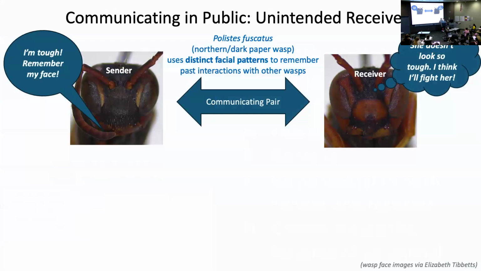So this gets back to one of the questions that was asked earlier. When you're communicating in public, there's not just senders and receivers, there's third parties. So these are Polistes fuscatus, this dark paper wasp. These are two females of the same species, but they have very different facial patterns. And there is a woman named Elizabeth Tibbetts, who's a professor at the University of Michigan. She'll actually be giving a talk here at ASU in mid-October at the Evolution of Social Complexity seminar on Wednesdays at noon. Liz Tibbetts is one of the ones who's been working in this system, using them as a model for so-called individual recognition.